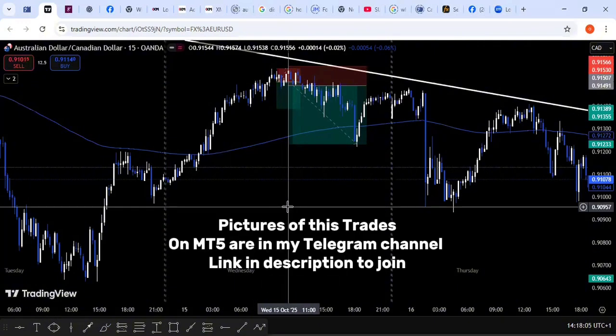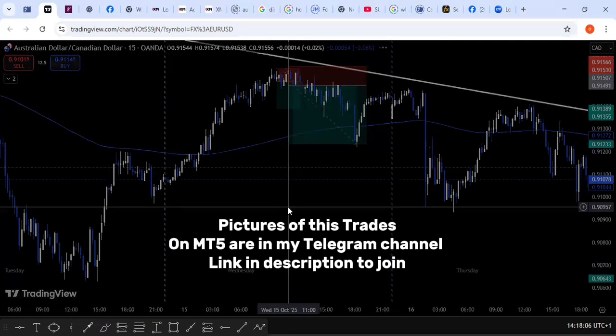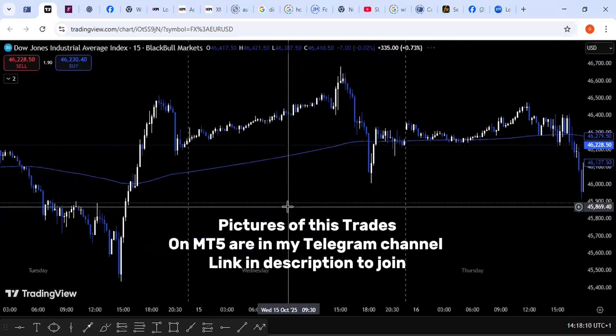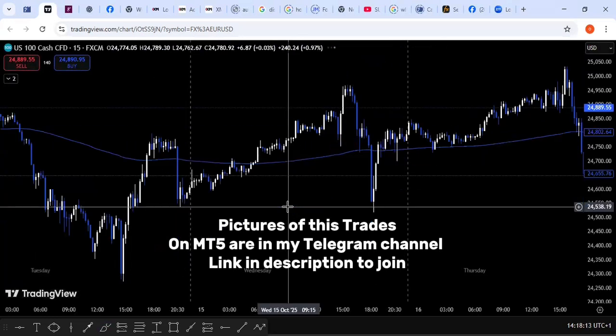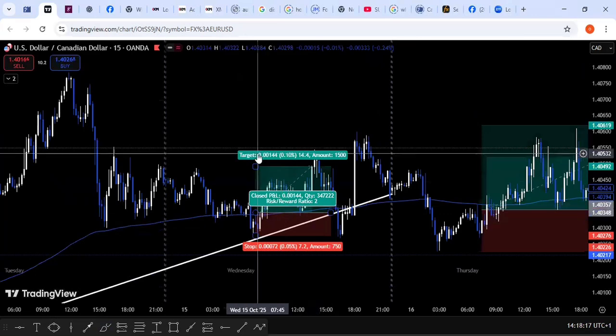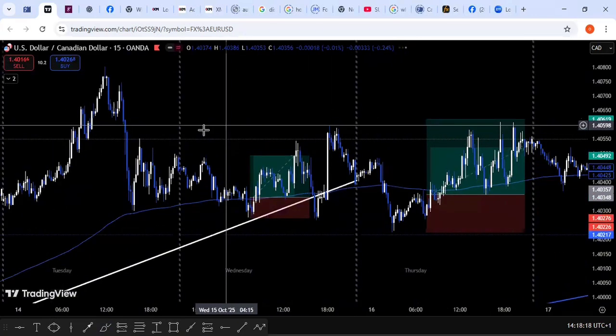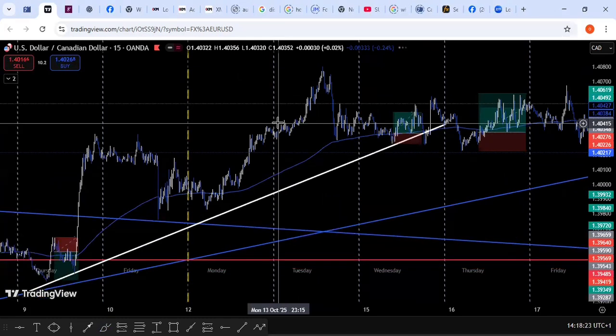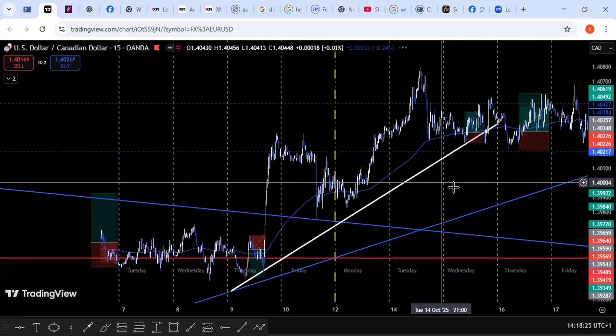So let's move on to the next pair. What pair is this? Gold. No, not gold. Okay, all right, pair scatter. Okay, USD CAD. I think I took a couple of trades on USD CAD this week. So on USD CAD, I was basically looking for buys.